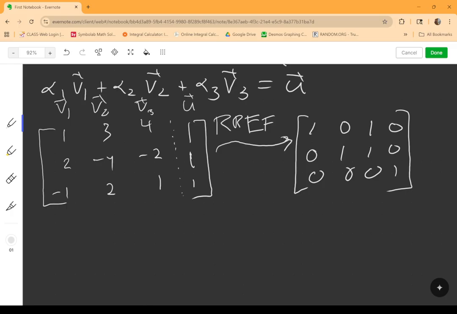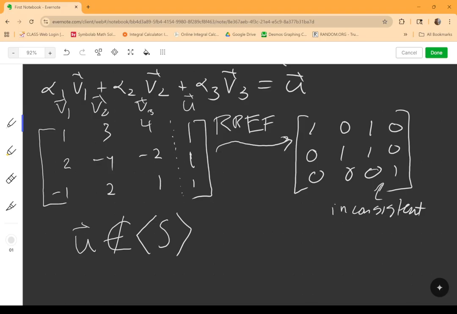So how do I interpret this? From previous sections, we notice that this is inconsistent. What does that mean? That means there is no solution to this system. That's what it means to be inconsistent. In other words, I cannot find alpha 1, alpha 2, alpha 3. So we can say that U is not an element of the span of S.